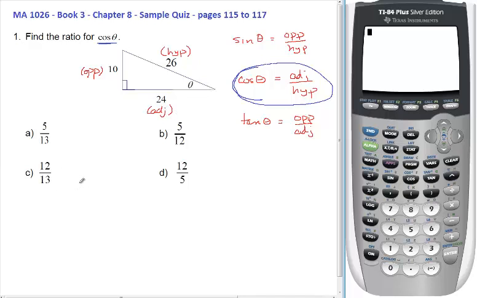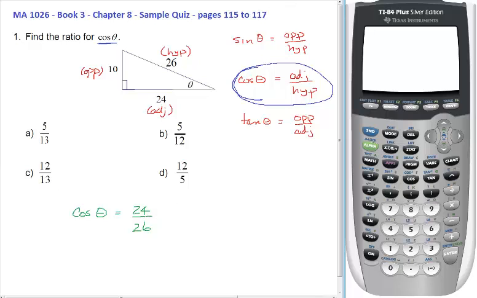So which two are we using to get our cosine ratio? We're using adjacent and hypotenuse. Therefore we're using adjacent, 24, and 26. So we would write it: cosine of theta is equal to the adjacent side, which is 24, over the hypotenuse, which is 26. Now notice that ratio is not there.